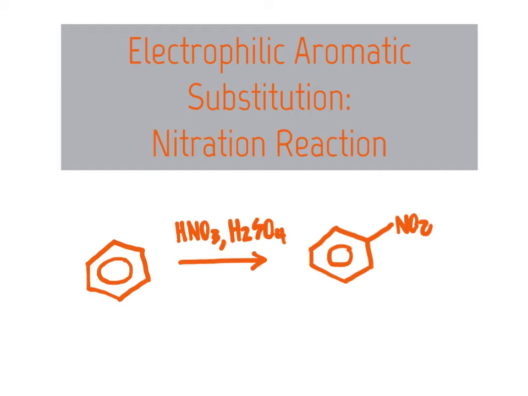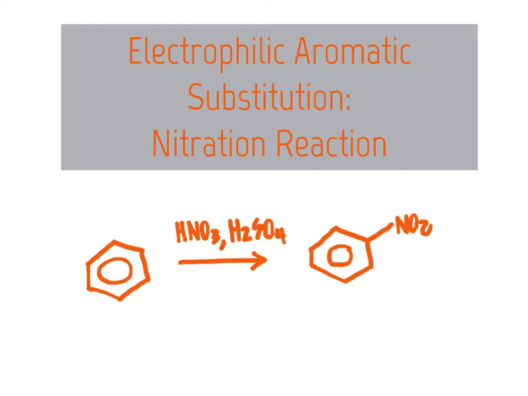In the last video, we introduced the concept of electrophilic aromatic substitution, or EAS for short, the reaction where we take an aromatic ring, benzene, and we react it with an electrophile to ultimately substitute one of the hydrogen atoms from the ring for an electrophile, such as a nitro group, NO2, in the case of the EAS reaction that we're going to focus on in this video, which is the so-called nitration reaction.